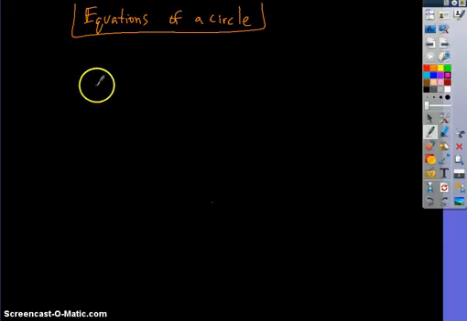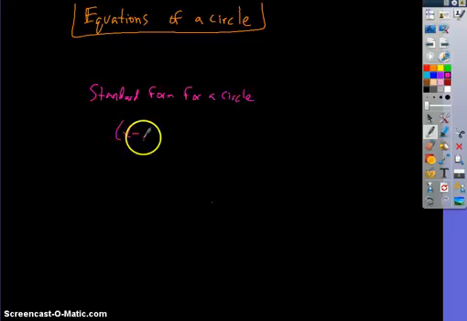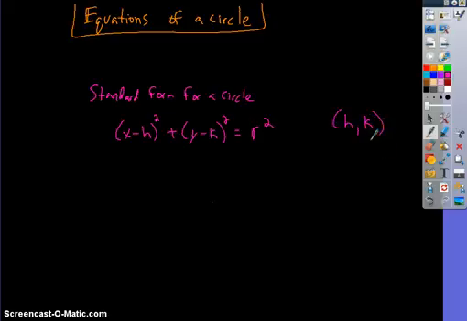But first of all, the standard form for a circle is (x - h)^2 + (y - k)^2 = r^2. H and k come back again, but this time, instead of being the vertex, (h, k) is the center of the circle.